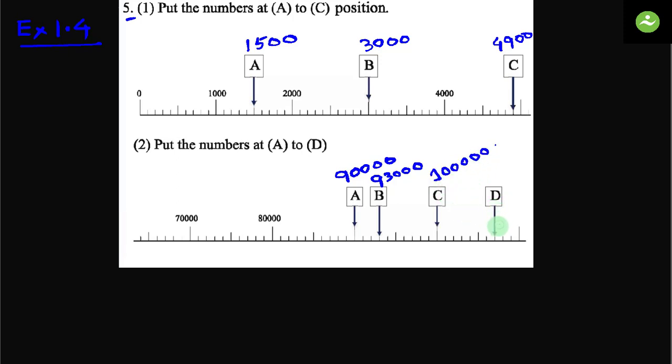Next is D. After C, the big mark is this one. That would be 1,10,000. But D is 3 small divisions less, means 3000 less. Or we can say up to C is 1 lakh, then 1, 2, 3, 4, 5, 6, 7, that is 7,000. So this should be 1,07,000.